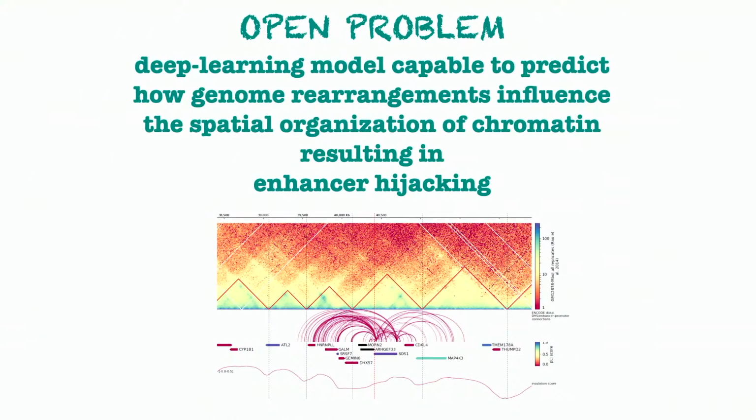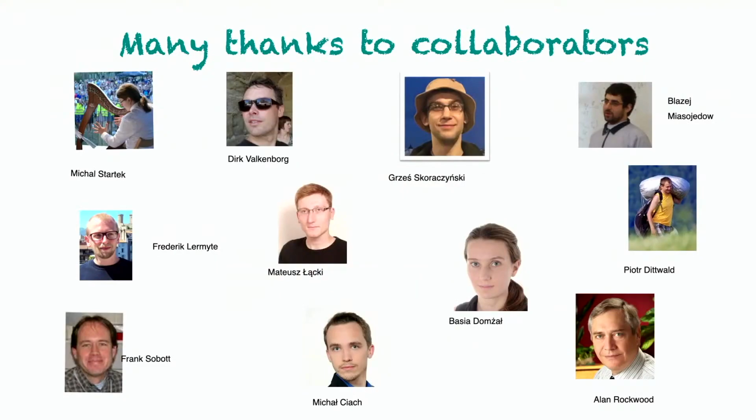And one of the open problems I'm working on now is to develop a deep learning model which is capable of predicting how genome rearrangements, resulting from chromosome rearrangements, from transposition or transposon activity or other events, can influence the chromatin structure, and this results in enhancer hijacking and exaptation. So thank you very much for your attention.